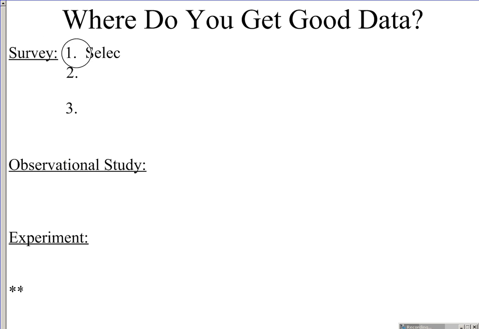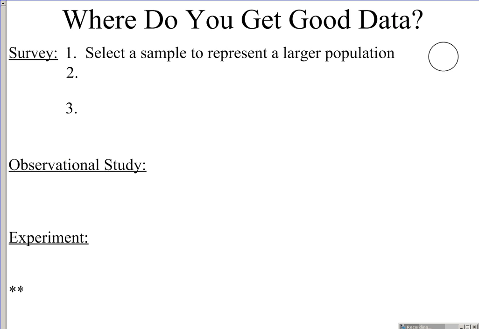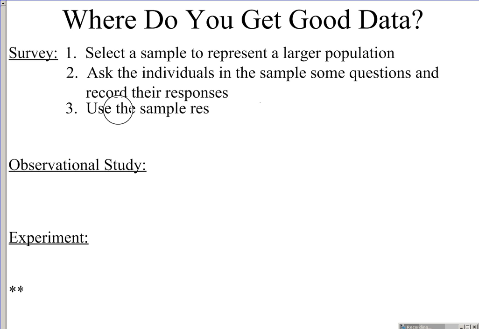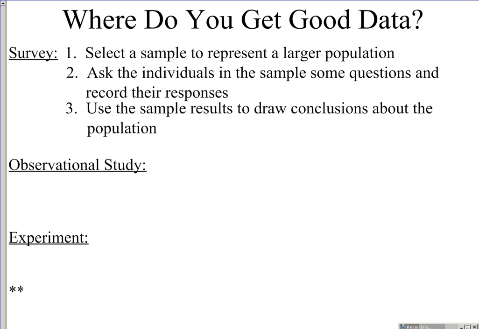One way that we can get data is through a survey. When we do a survey, we would want to select a sample to represent the larger population that we are looking for information about. We then would want to ask those individuals in the sample some questions, record their responses, and then use that sample to draw conclusions about the population. So a survey is one way that we could go about getting data.